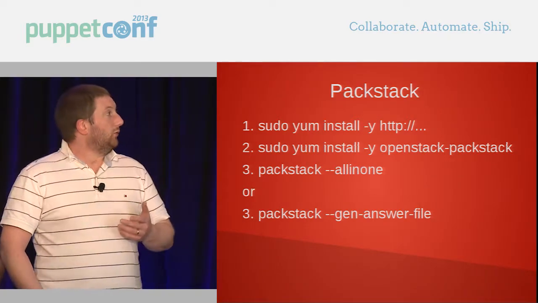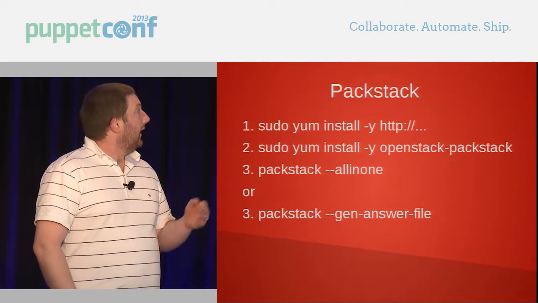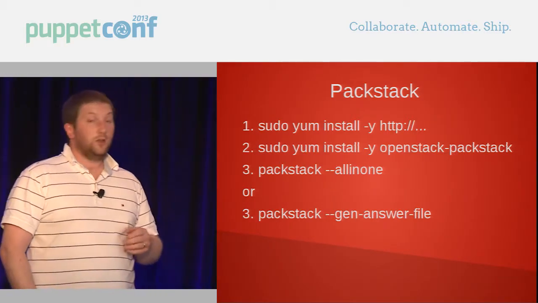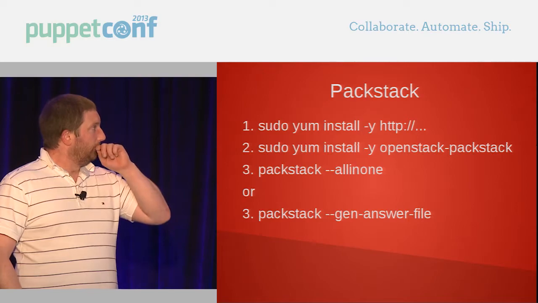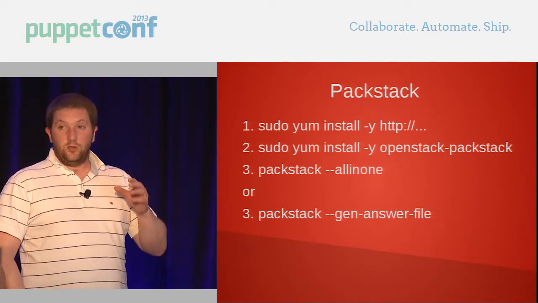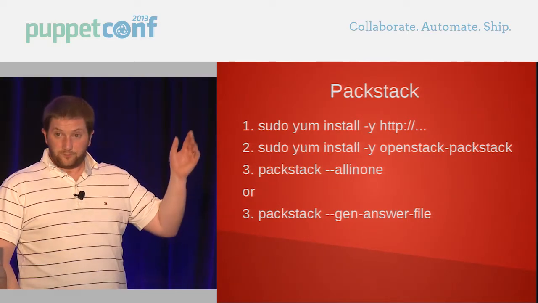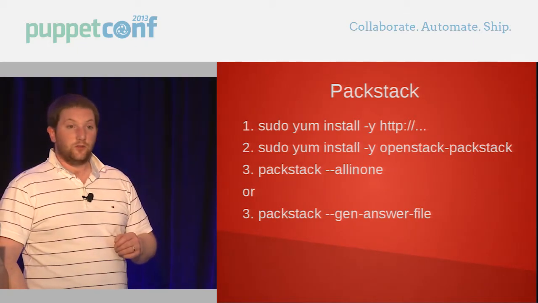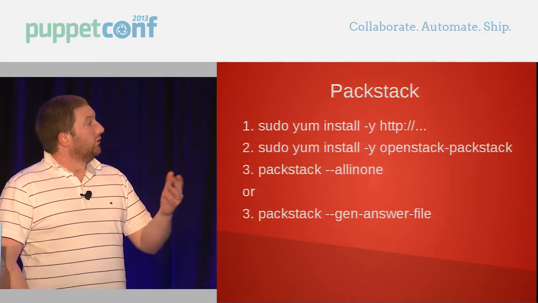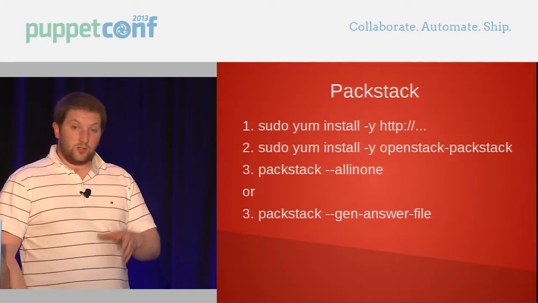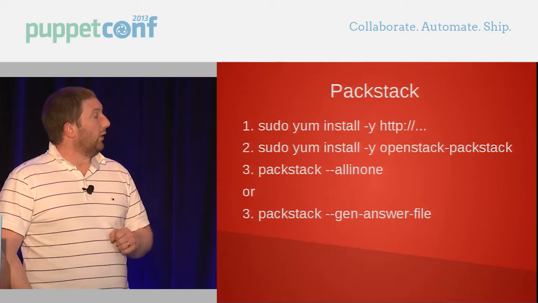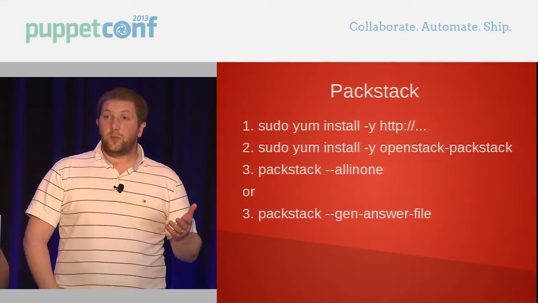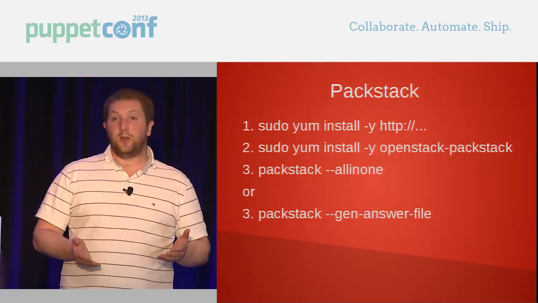Okay, so how do you get Packstack, first of all? Three commands pretty much get you a running OpenStack. The first one is a Yum install of the RDO Yum repository. The URL is too long to put there, but there's a link to it at the end. Once you have the RDO Yum repository installed on your host, you can install the openstack-packstack package, and then depending on what you're interested in, you have a number of options.